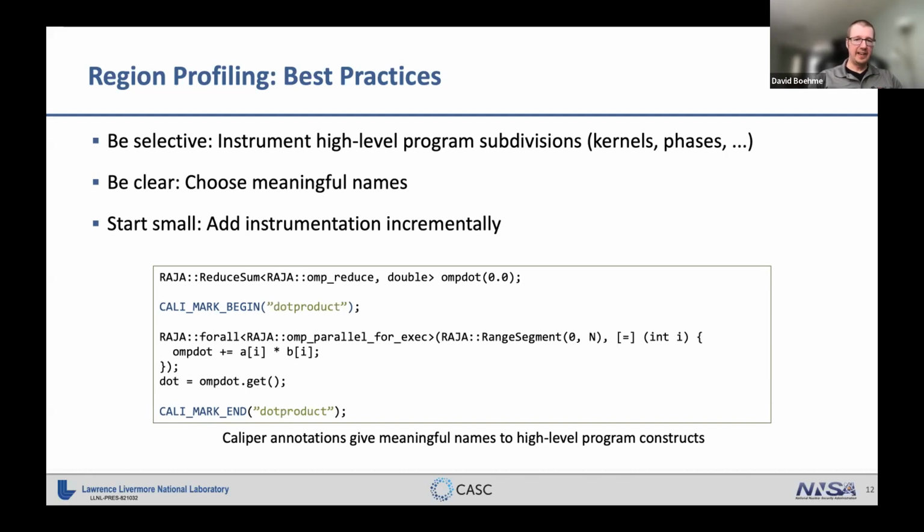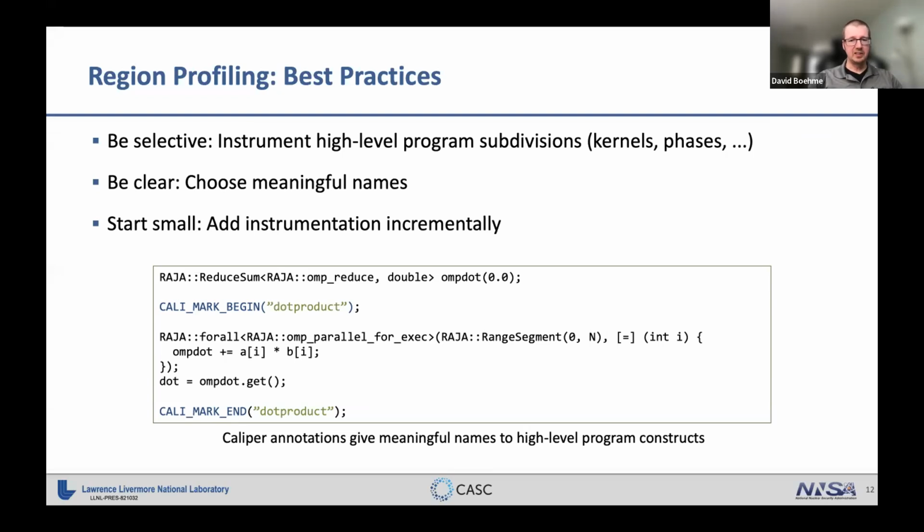Second, be clear. You can and should choose meaningful names for your regions. Here we have a code example with a RAJA construct that computes a dot product. With Caliper, we can just mark this as the dot product region. Then in your profiling output, we know that this is the dot product and not whatever weird thing the compiler generated for this code. So the region annotations allow you to choose names that are meaningful to you as a developer.